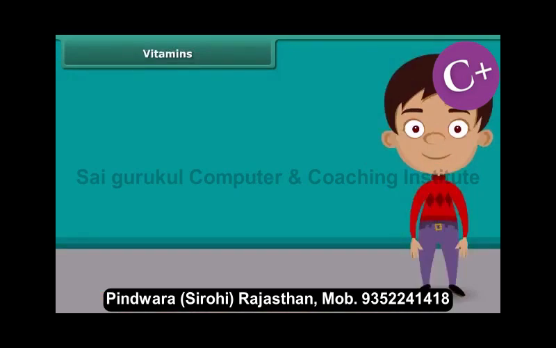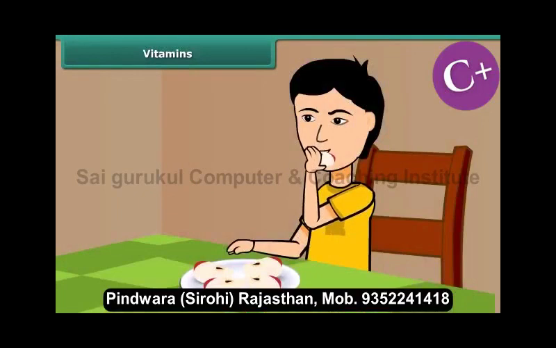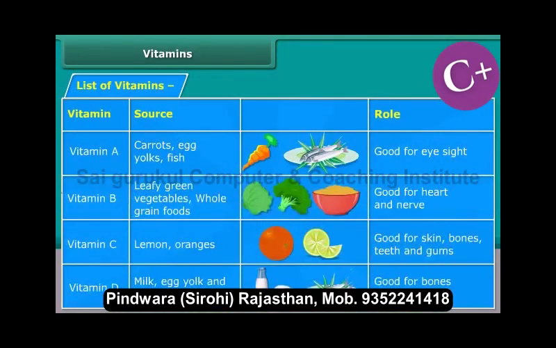Friends, when you get ill and go to the doctor, then he advises you to take some fruits with light food because many of our body processes require vitamins present in fruits and vegetables. They are required in very small amount. Here is a list of vitamins, their sources and their roles.